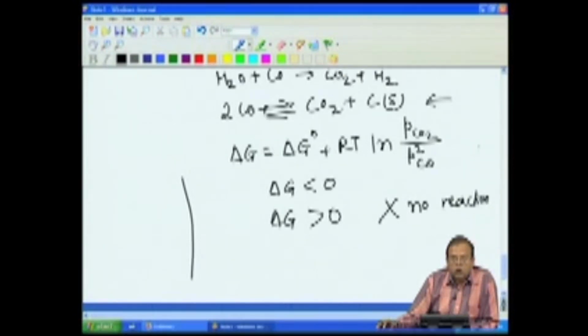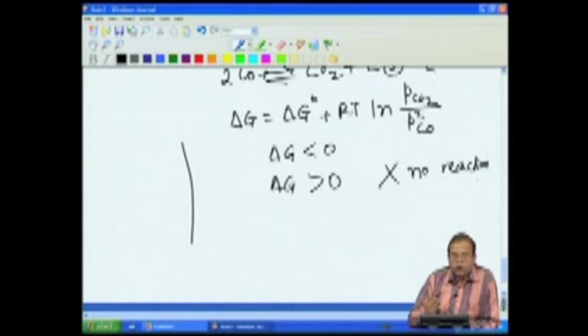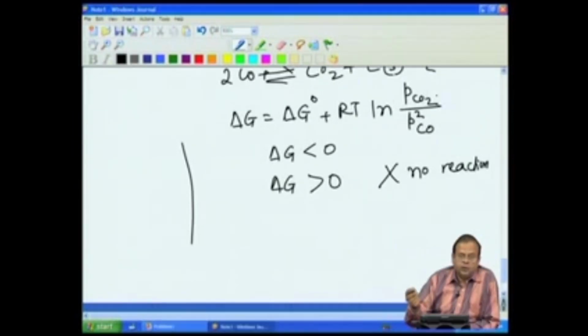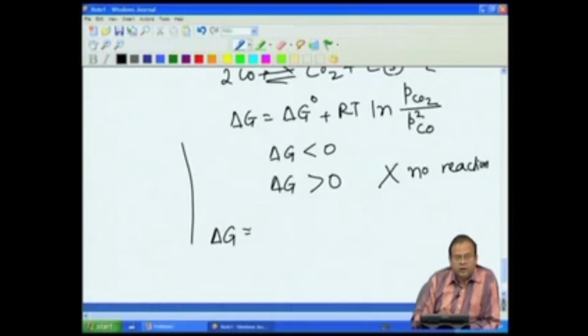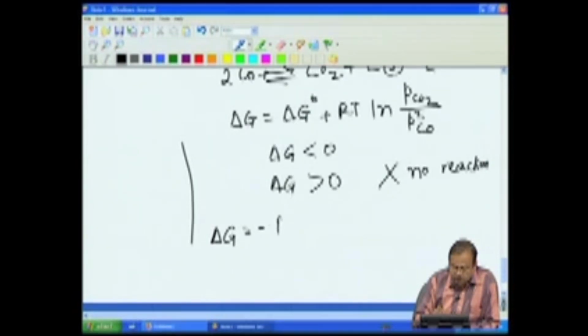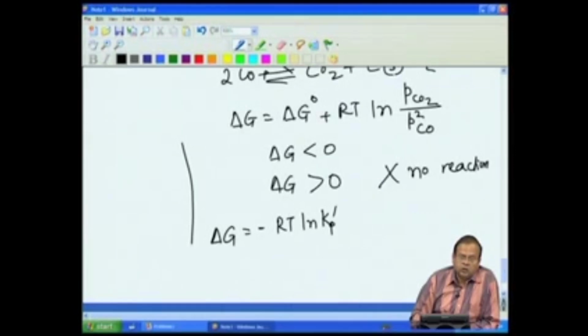Okay. So, we are looking for this particular. So, we are trying to find out what should be the initial pressures, initial partial pressures and so on. So, I can now write delta G, what is my delta G0? It is minus RT ln Kp prime. Why am I using prime? Because there is a solid phase.